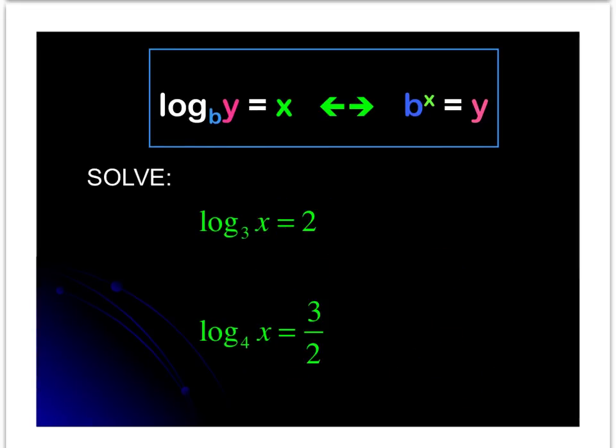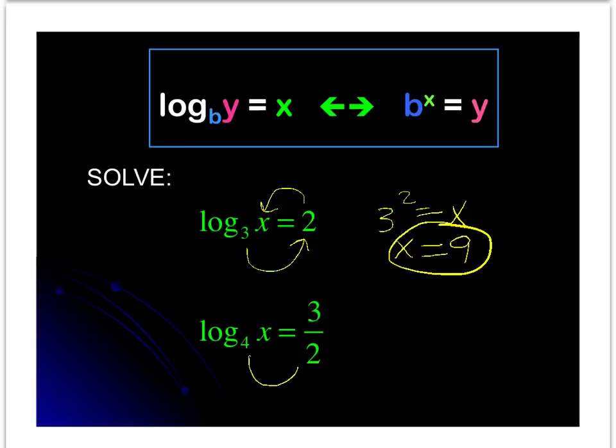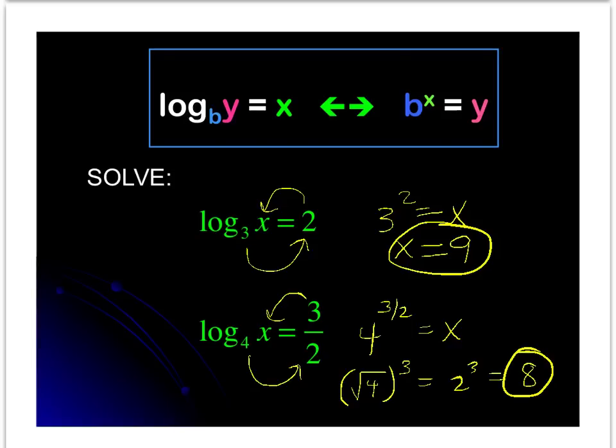You can also solve equations using logs. We're going to use this same exact loop-de-loop. When you rewrite that, you get 3 squared equals x. So x equals 9. Down here we get a rational exponent from video 4. We have 4 to the 3 halves equals x. We know that's the square root of 4 cubed, which is 2 cubed. We end up here with x equals 8.